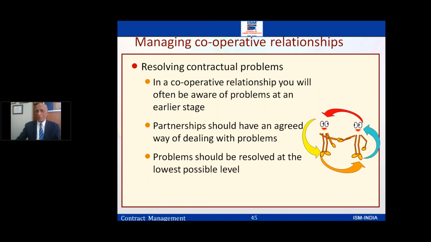So coming back to the management, in cooperative, you will often be aware of the problem at an early stage. Partnership should have an agreed way of dealing with the problems. Problems should be resolved at the lowest possible level. It should not be escalated. Because the moment you start escalating every time problem to the top, it becomes a pain, and then later on you say, guys, it's a pain point, let's try to get rid of it. Change the partner, change the supplier.